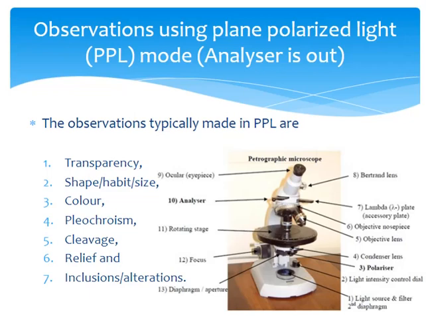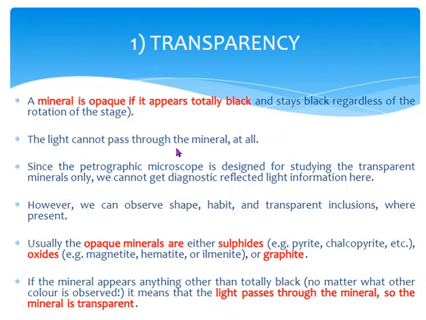We can use two types of light, that is plane polarized light or crossed nicols. In plane polarized light, the analyzer is out or absent, and only the polarizer is present. The properties we can see under plane polarized light are transparency, shape, habit or size, color, pleochroism, cleavage, relief, inclusion or alteration. So first is transparency.